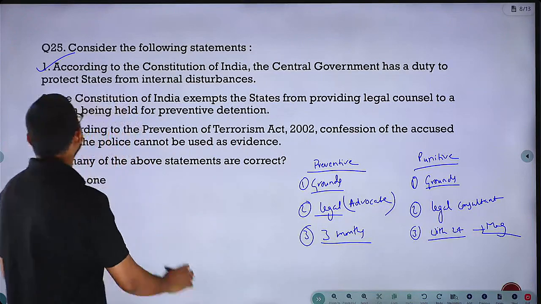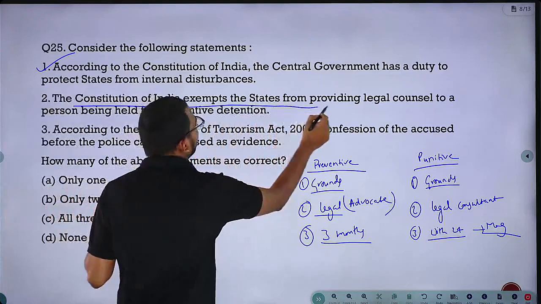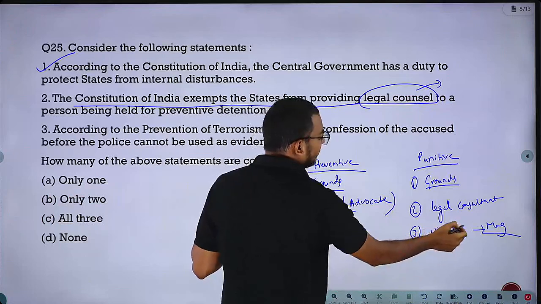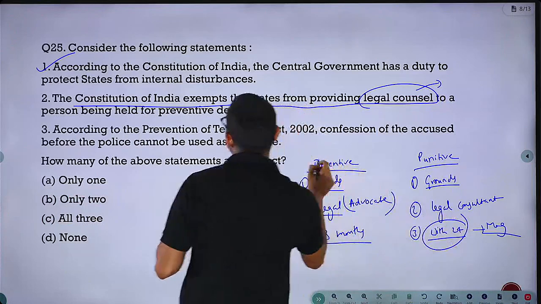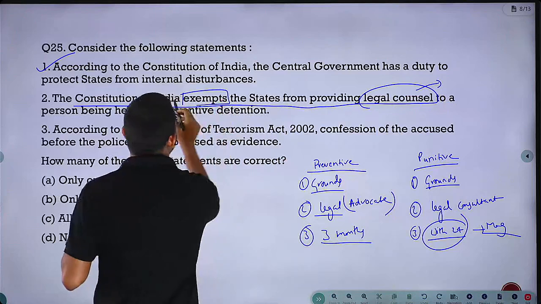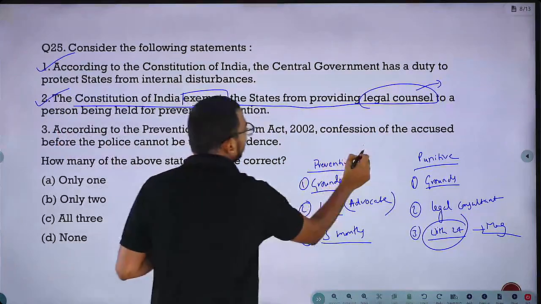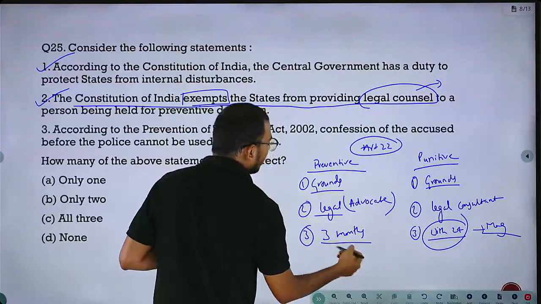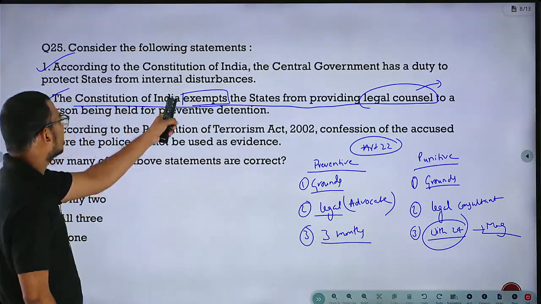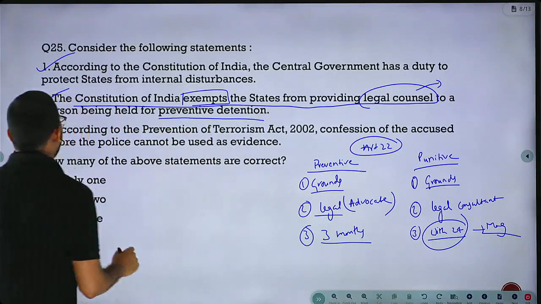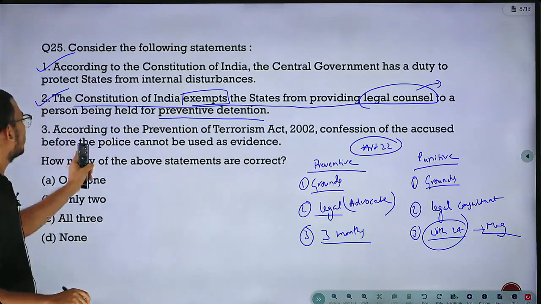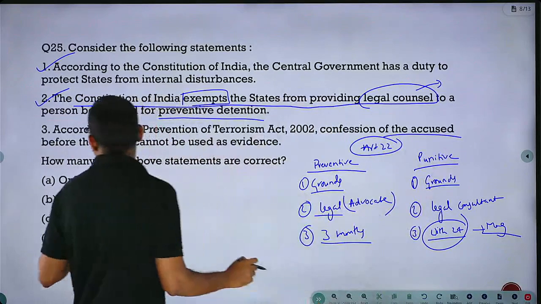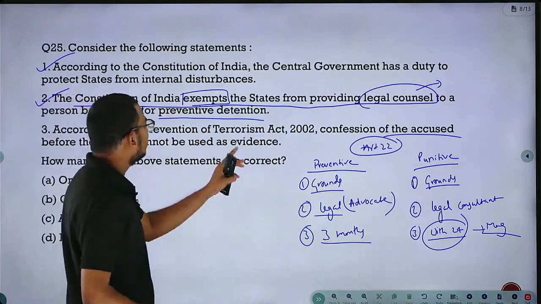Okay, so here what he is saying is, the Constitution of India exempts the state from providing legal counsel. Legal counsel means within 24 hours you need to be submitted in front of the magistrate. Yes, for preventive detention, the Constitution exempts this. Article 22 in the Constitution is exempting this 24 hours for preventive detention. So this is correct. And the third statement is, according to the Prevention of Terrorism Act, confession of the accused before the police cannot be used as evidence.